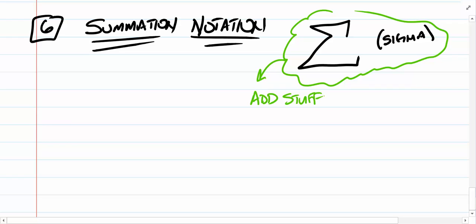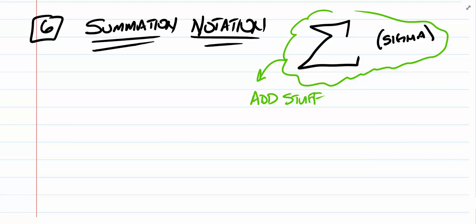Addition. You're going to add some stuff, okay? Let me give you an example of where we would use this. Whenever you add up anything, there are 3 pieces of information that you need: you need to know where to start, where to finish, and how to do it. Okay?